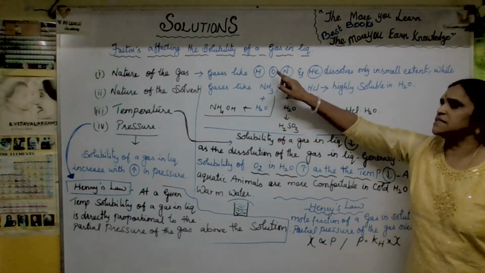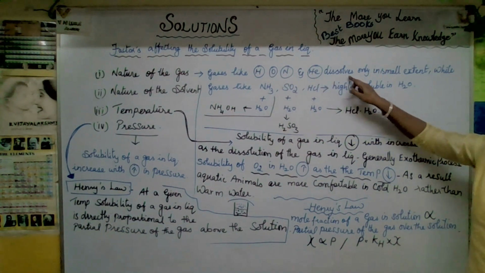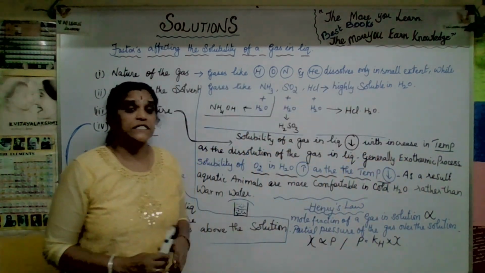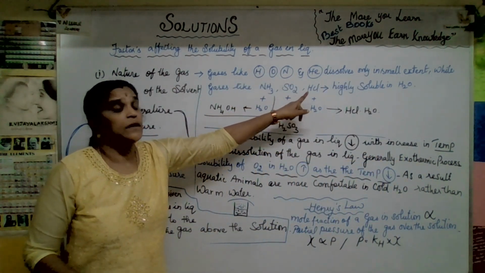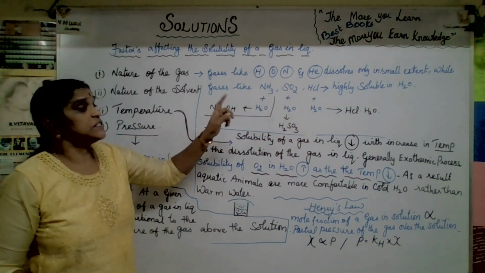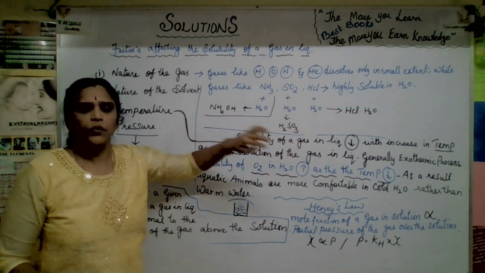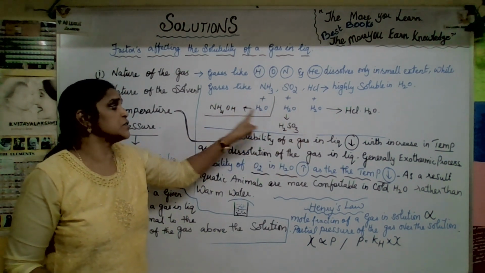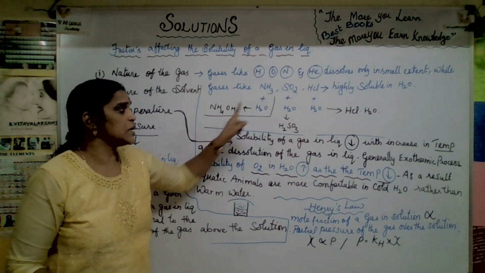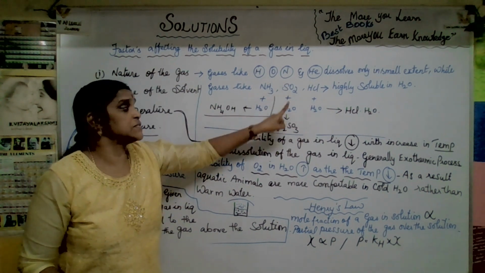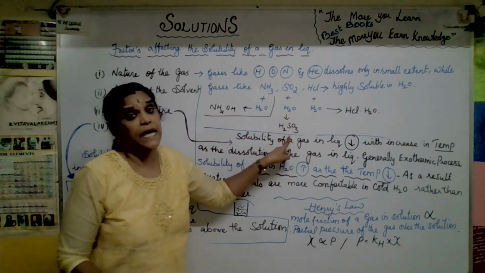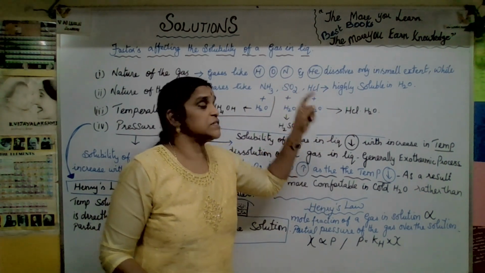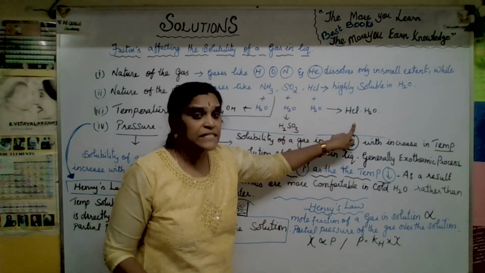Gases like hydrogen, oxygen, nitrogen, and helium dissolve only to a small extent, whereas gases like ammonia, sulfur dioxide, and hydrogen chloride gas are highly soluble in water. Now you know what happens: ammonia dissolves in water, you get ammonium hydroxide solution. In the same way, sulfur dioxide gas dissolved in water gives sulfurous acid. Likewise, hydrogen chloride gas dissolved in water gives hydrochloric acid.